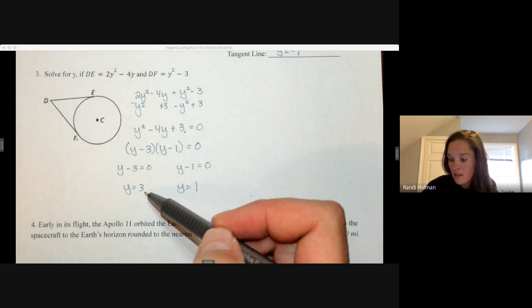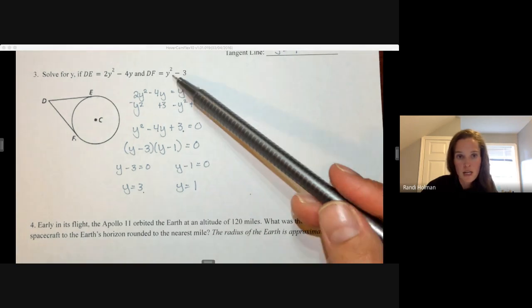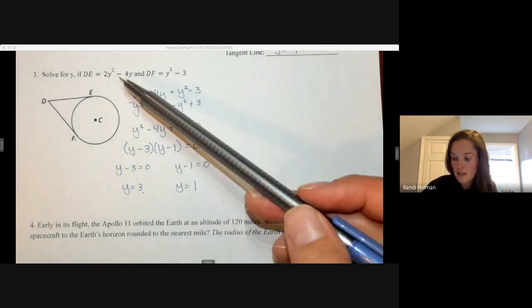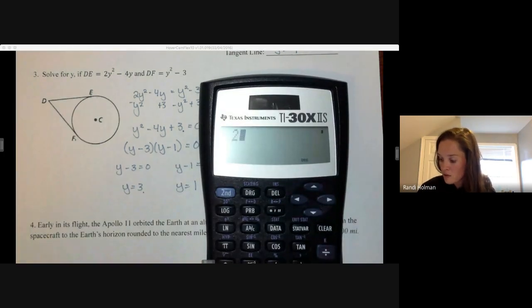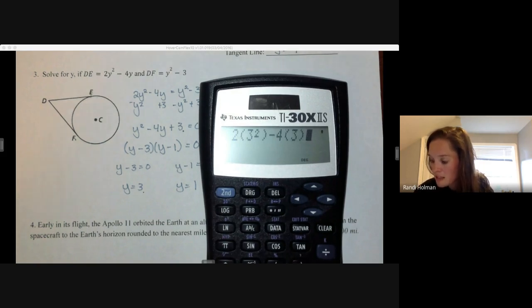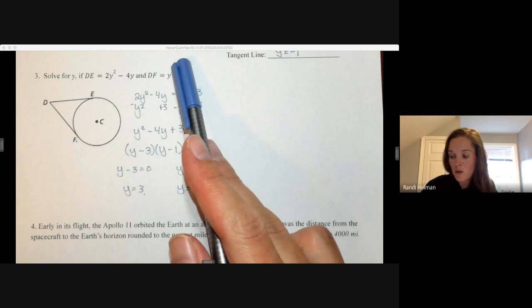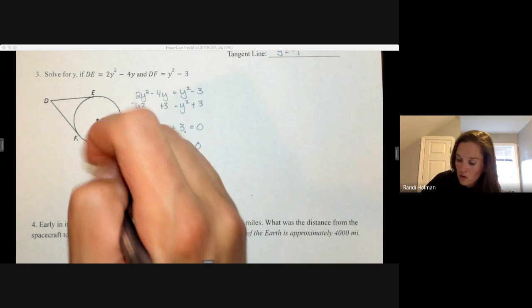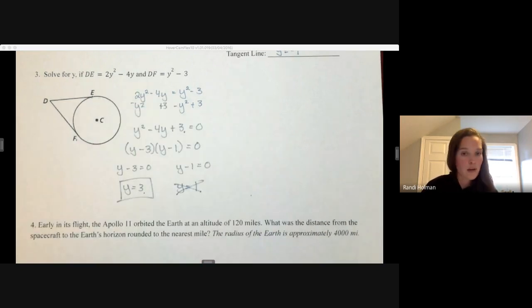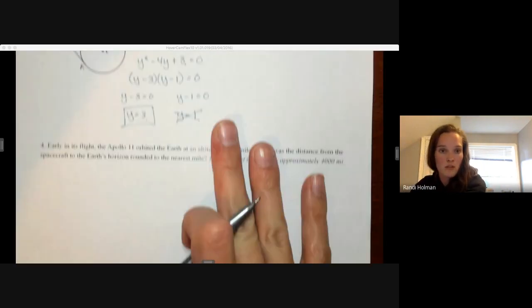So if I take these and plug them back in, let's try it here. 3 squared minus 3. We get 9 minus 3, which is 6. Hopefully we get the same thing here. I'm going to use my calculator because why not? If I do 2 times 3 squared minus 4 times 3, I'm really hoping that I get 6 as well, which I do, which is awesome. Okay, so that guy works. Let's see if 1 works. 1 squared minus 3, I get -2. Can the length of a segment be -2? No. So y is 3. So we can use our algebra skills within our geometry as well there.